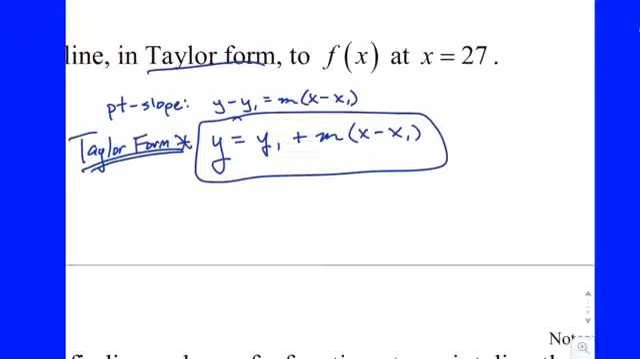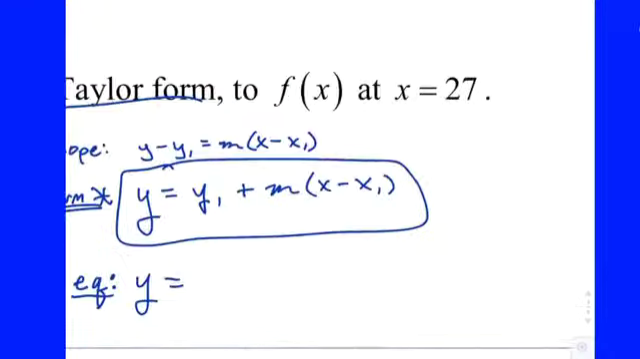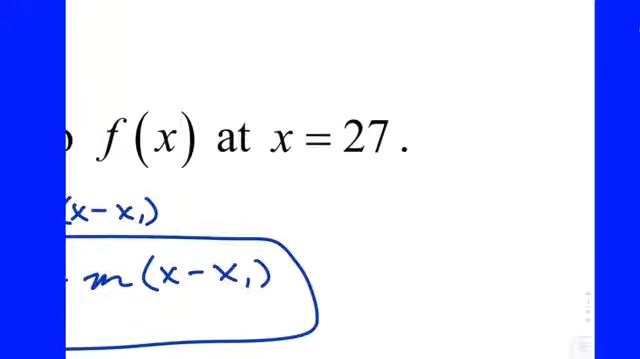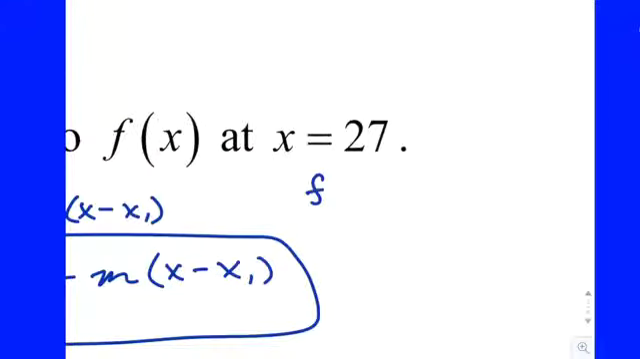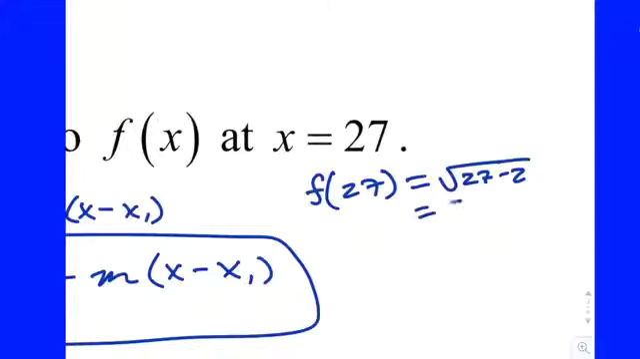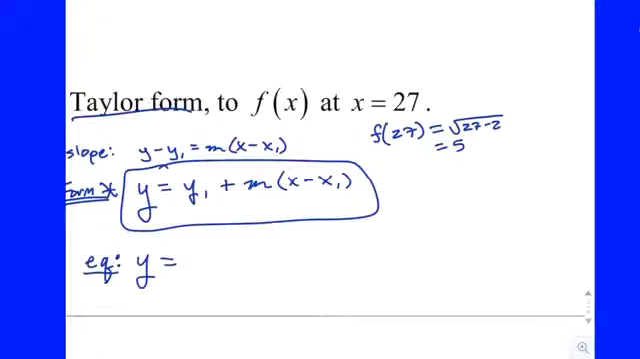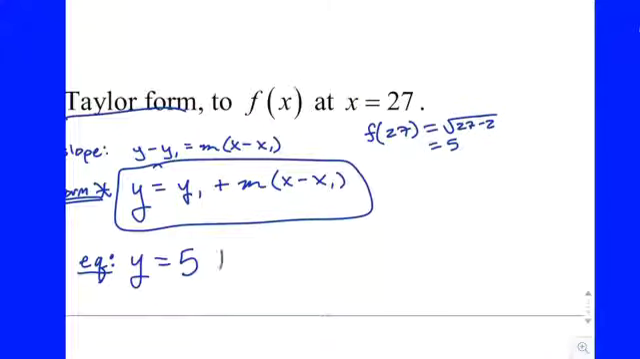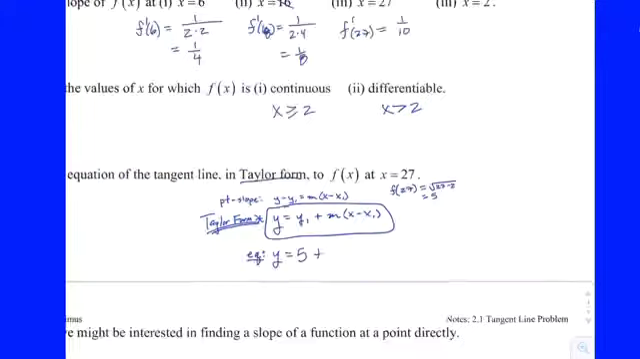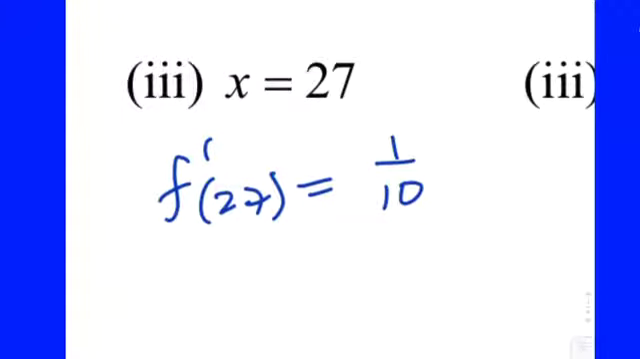Let's go ahead and write the equation then. I'm going to put EQ, not for equestrian, but for equation, labeling what we're doing. We get y equals. Do we have the y value at 27? Well, not yet, so let's go ahead and find it. Remember, f of x is still going to be your y value machine, and that's the square root of 27 minus 2. That's 5, so we have the ordered pair 27, 5. So 5 is the y value, so it's going to be 5 plus the slope. We already found that, didn't we? It was up here. It was 1/10.